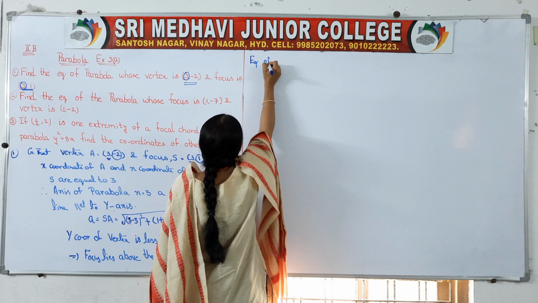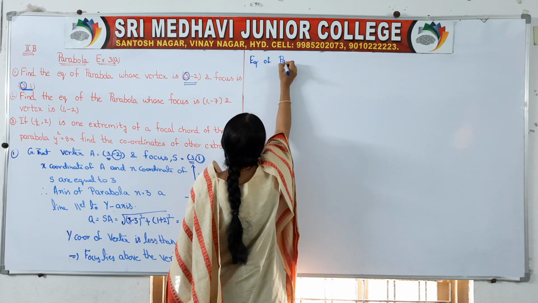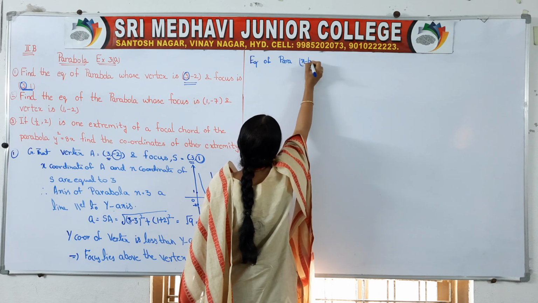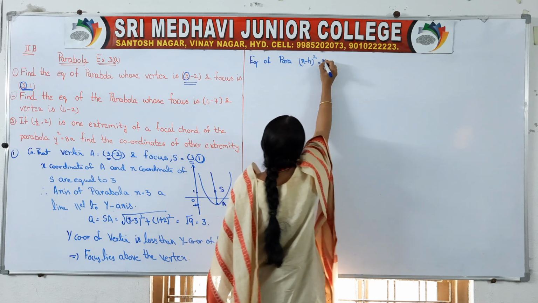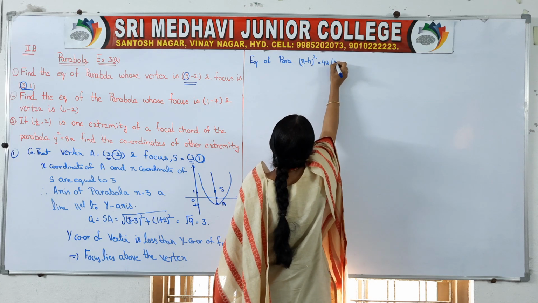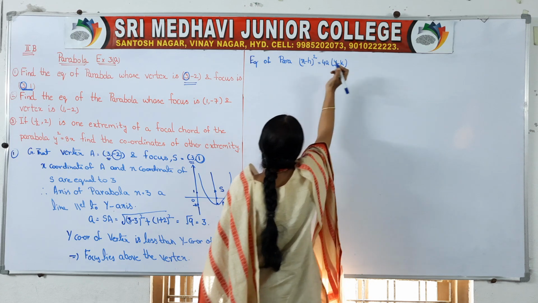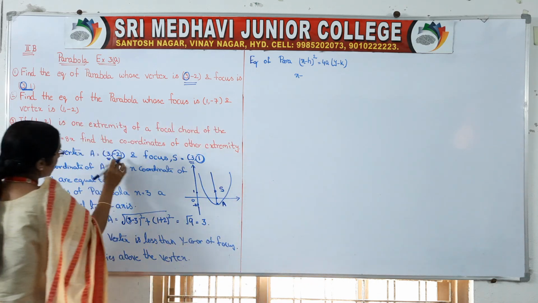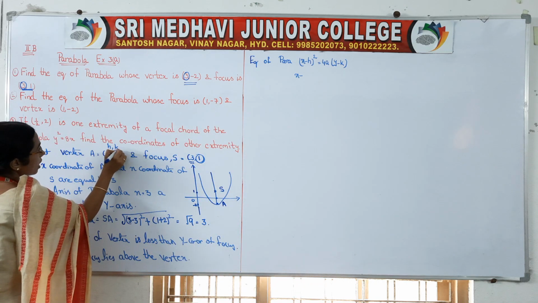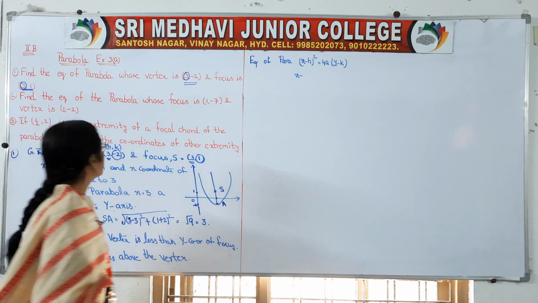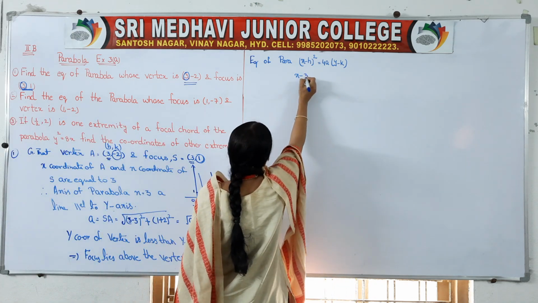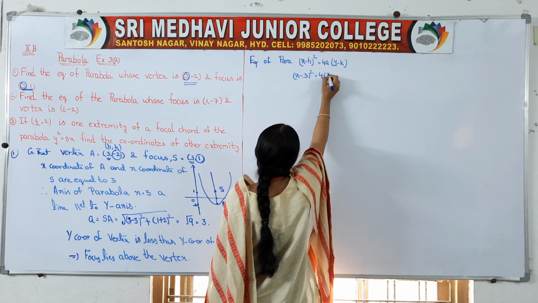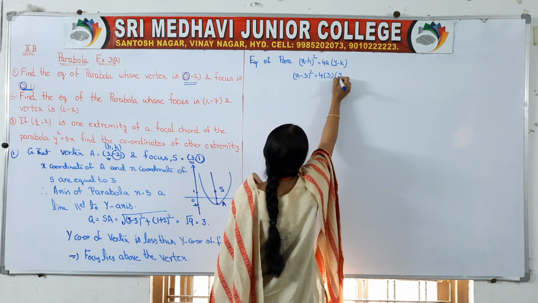Equation of parabola is, what is your equation of parabola? It is (x minus h) whole square is equal to 4a into (y minus k). So your vertex is always (h, k). So what is your h? It is 3, right? (x minus 3) whole square is equal to 4 into a, we got it as 3, into y.